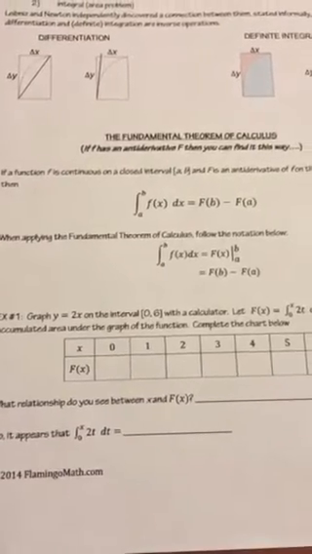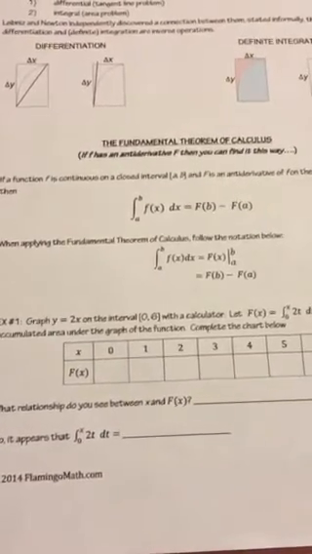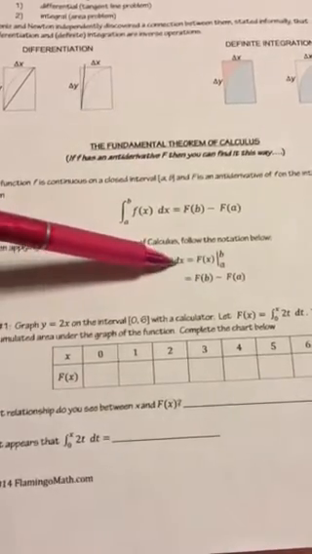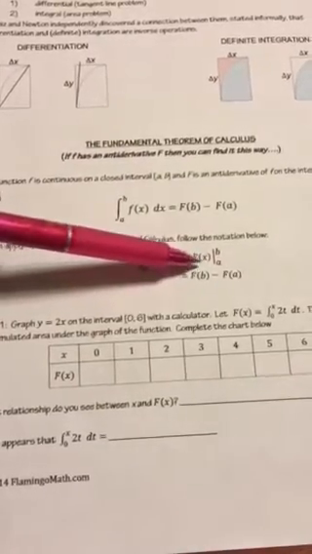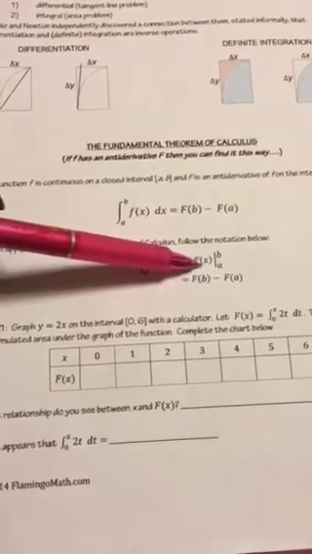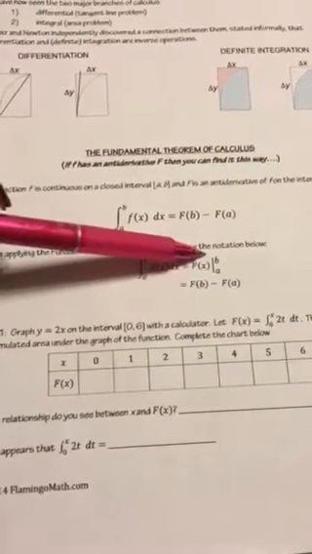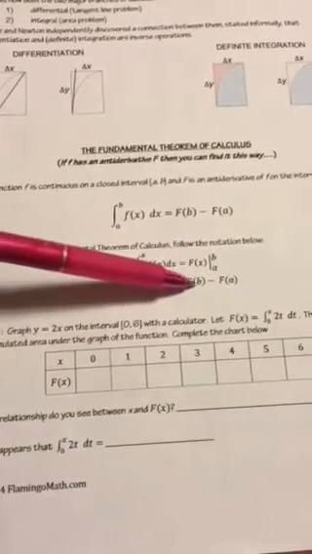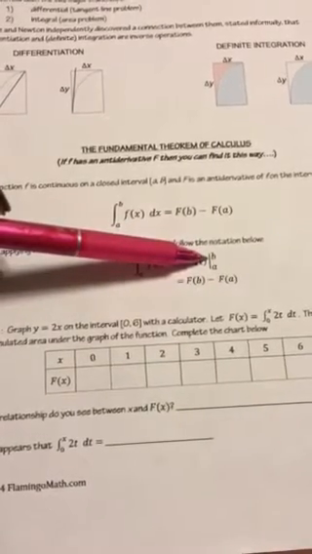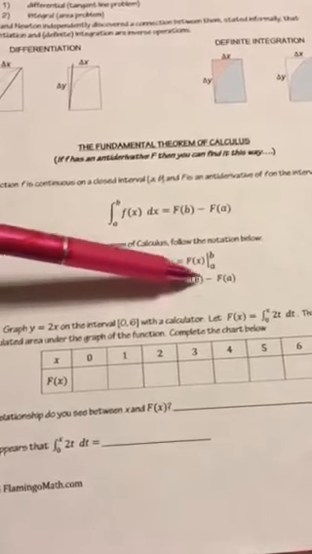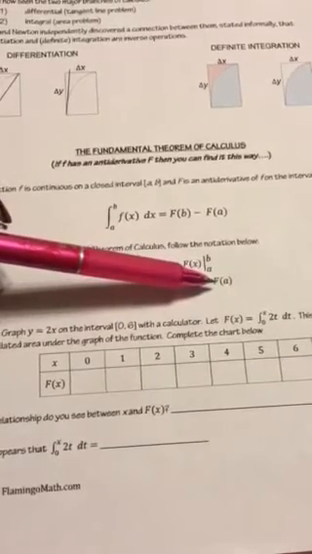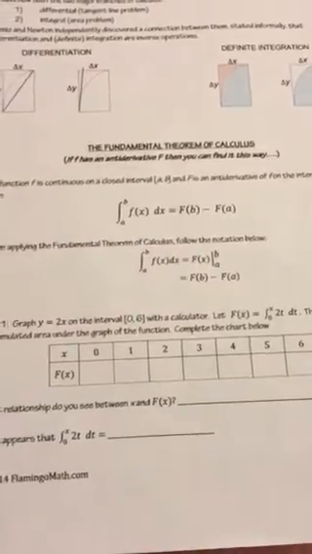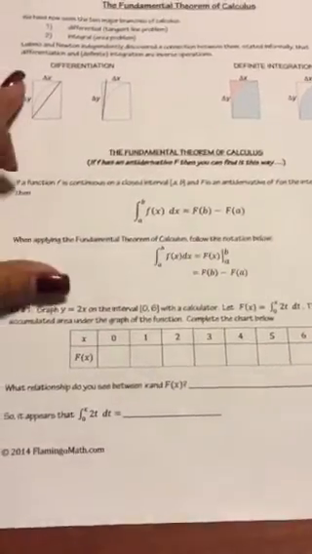When applying the fundamental theorem of calculus, follow the notation below. The integral from a to b of f of x dx is equal to capital F of x with the limits of a to b, which simply means plug in your upper limit after you find your antiderivative and subtract it from the antiderivative with a plugged in. So let's do some examples.